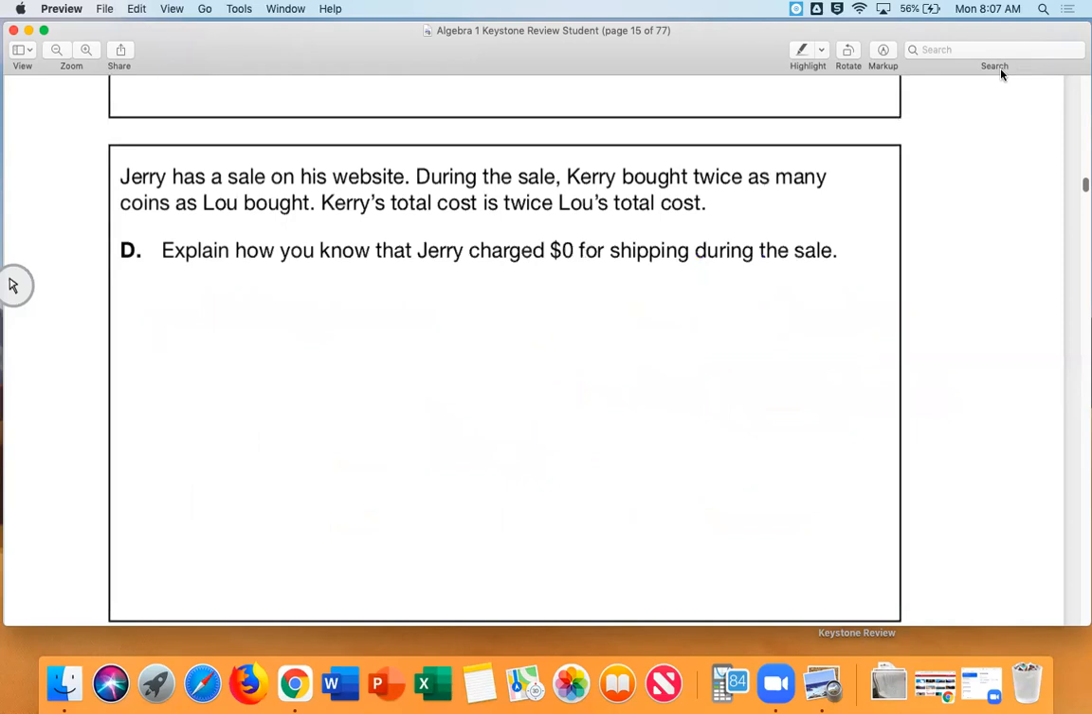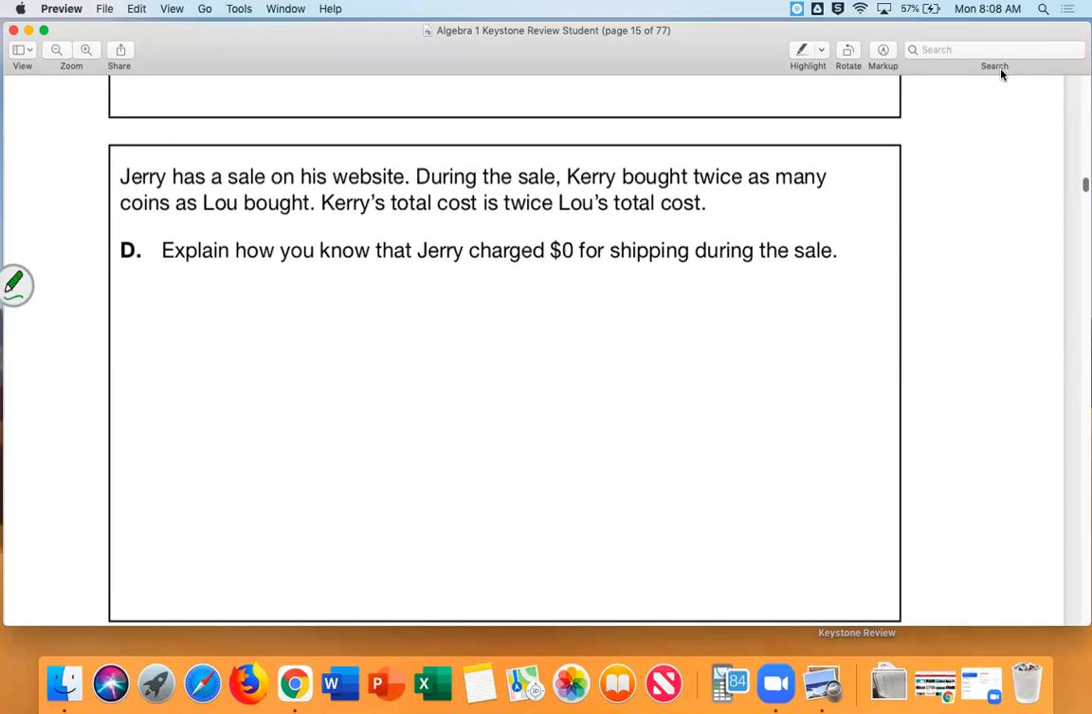All right, the last question here says, Jerry has a sale on his website. During the sale, Carrie bought twice as many coins as Lou bought. Carrie's total cost is twice Lou's total cost, okay? Now it says, explain how you know that Jerry charged $0 for shipping during the sale. And this one's kind of like, okay, let's say, it gets more logical, right? Okay, let's think about this.